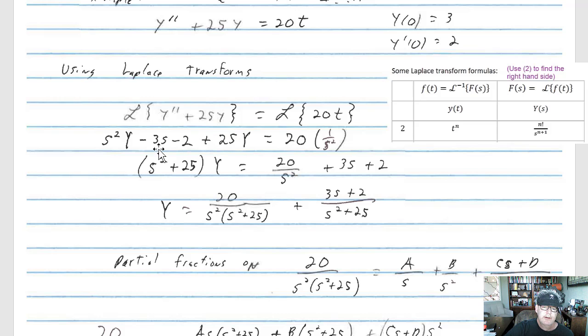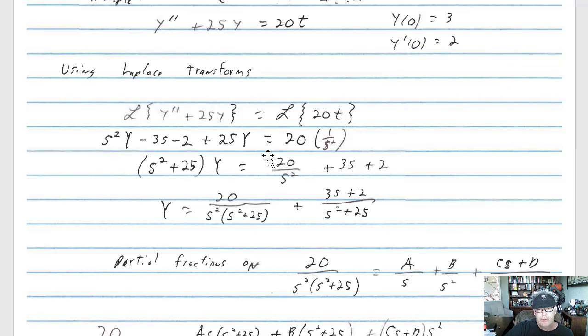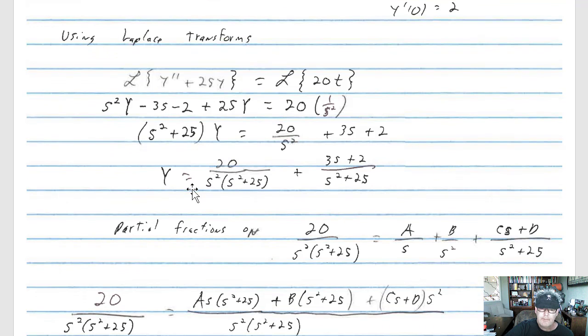So again, Laplace transform of 25y will just be 25 big Y. And the Laplace transform of the second derivative is s squared big Y minus s times y of 0, so minus 3s, and minus y prime of 0, so minus 2. So I need to solve for big Y. So got two terms with the big Y. These two terms I'll move over and divide.